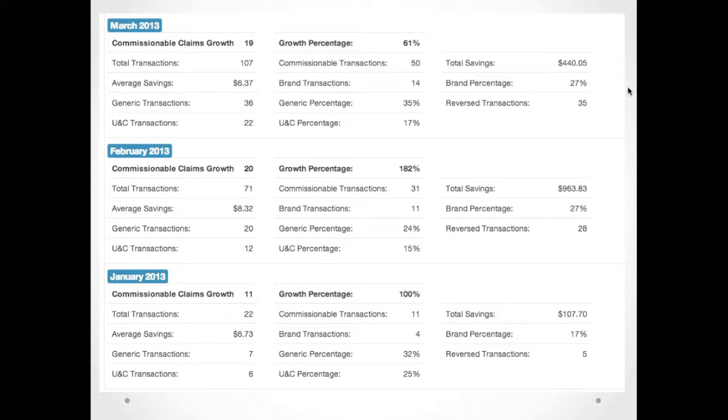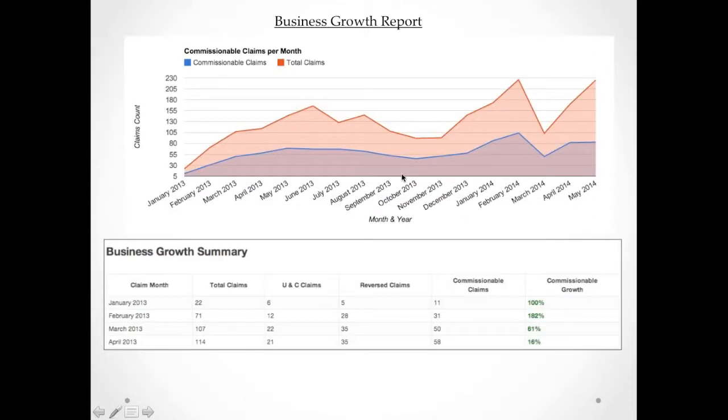If you want to look at further details, simply scroll down and you will see each month listed with a summary of your claim information. So if we take a look at February 2013, which is what we just reviewed on the prior slide, you will see some additional details. You'll see the commissionable claims growth of 20 and the growth percentage of 182%, which matches what we just reviewed.